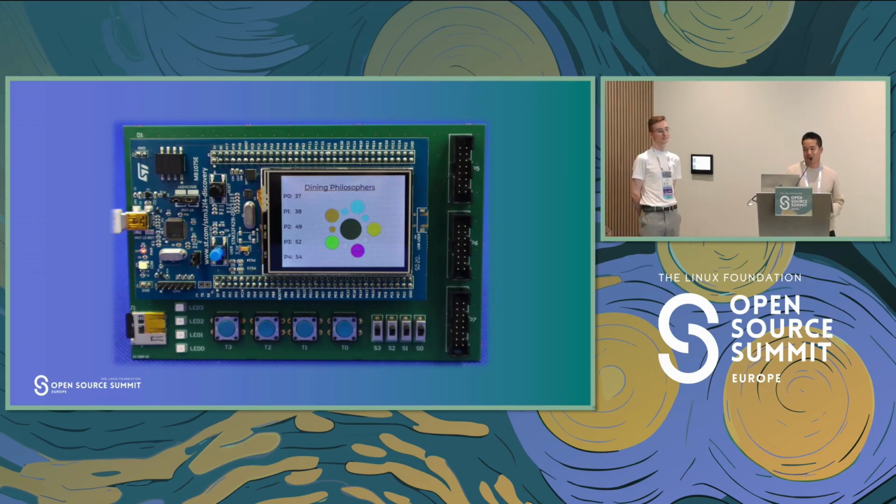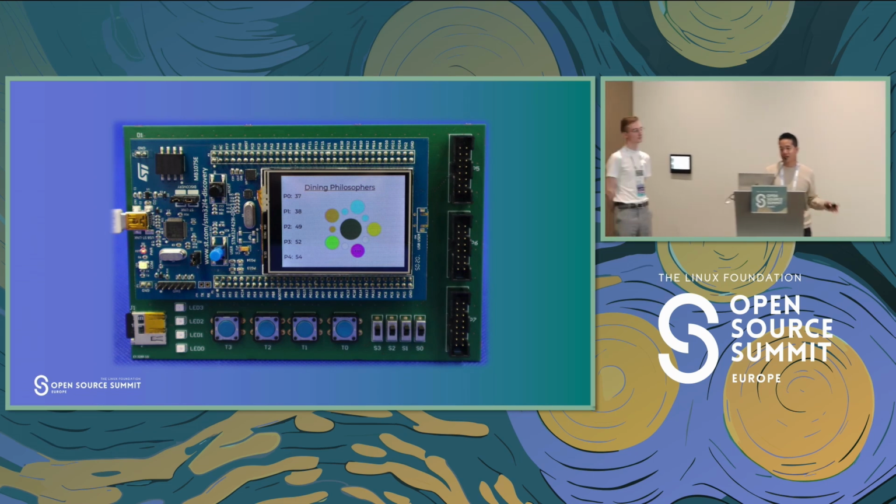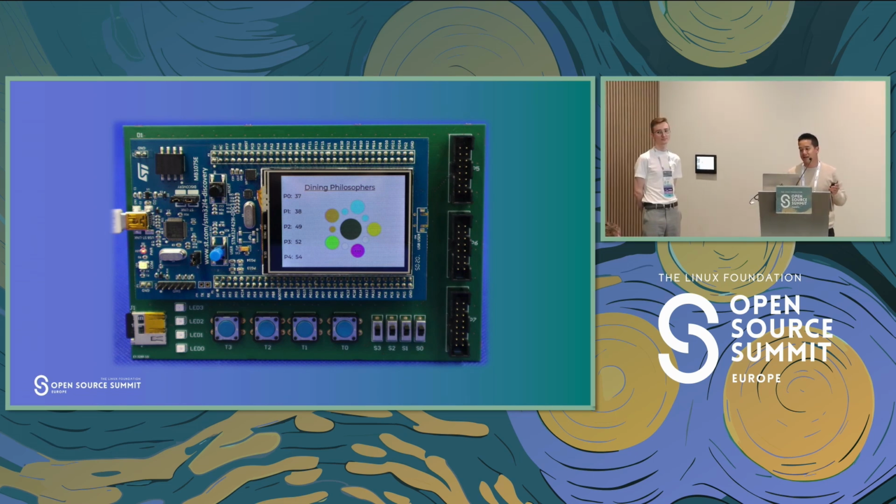So in this picture, you can see the green base board, which is a custom board with buttons, LEDs, and switches to play with. On top, we have the blue discovery kit from STM. On the display, we have visualized the dining philosopher's problem. So in the labs, the students use these boards and implement their solution on these boards.